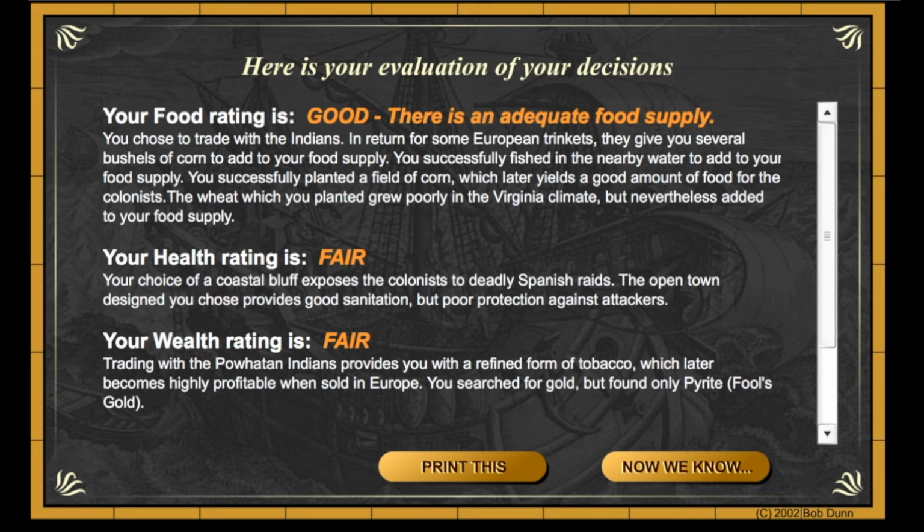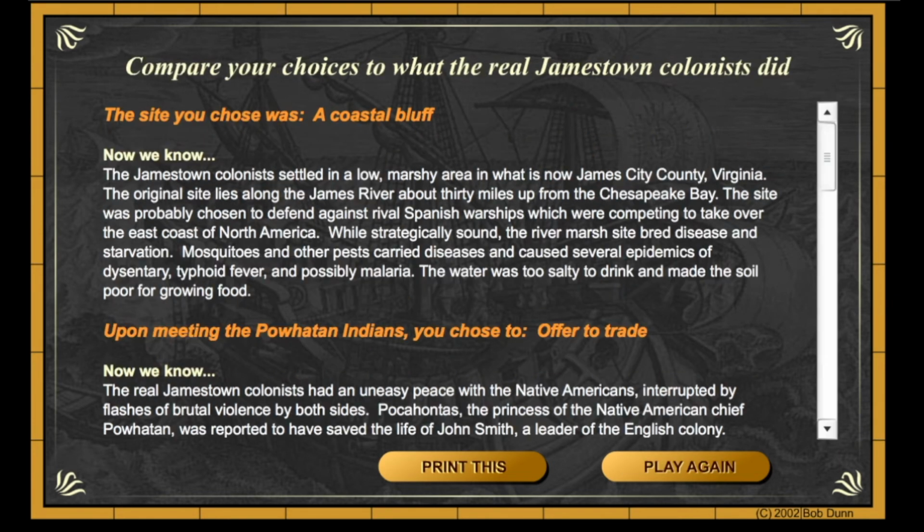All right, hit Now We Know and see what we can learn. Compare your choices to what the real Jamestown colonists did. So we can see what we did, because we're so smart, and we can see what Jamestown did. We picked that beach area near the coast. However, Jamestown built in the swamp, the low marshy area. They thought it would be a good spot to defend against Spanish warships.